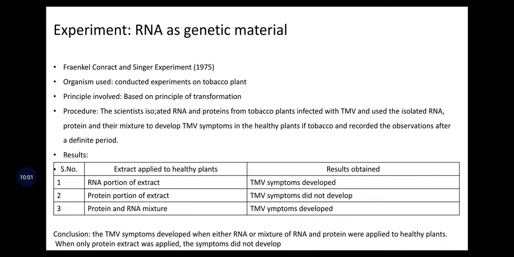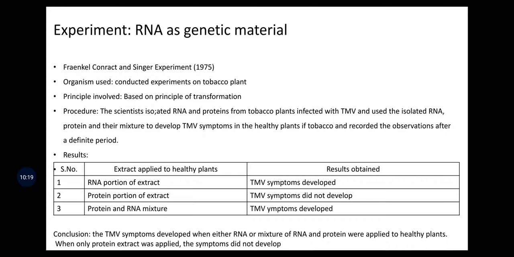The conclusion from this experiment is that TMV symptoms developed when either RNA or a mixture of RNA and protein was applied to healthy plants. When only protein extract was applied, the symptoms did not develop. That means ultimately it shows that RNA is the genetic material.